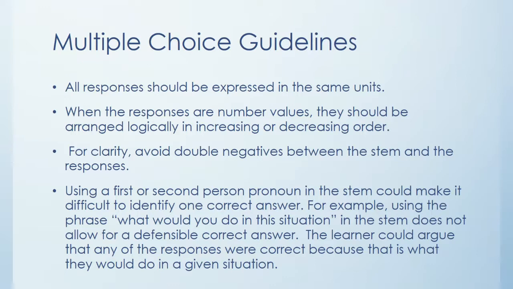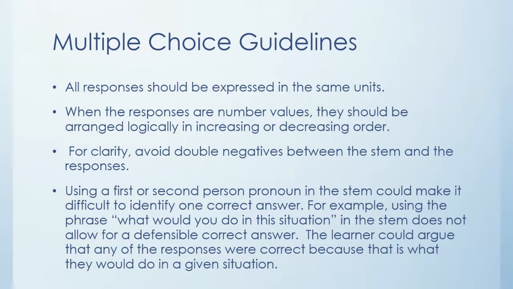And then for clarity, avoid double negatives between the stem and the responses. I was taking the university's lab safety quiz, and whoever was writing the question had not learned how to write multiple choice questions because they had double negatives in there. And I was sitting here staring at the question going, okay, which is the right one? I was very confused. Am I supposed to be choosing the right thing or the wrong thing to do right now? Because the double negatives were very confusing.